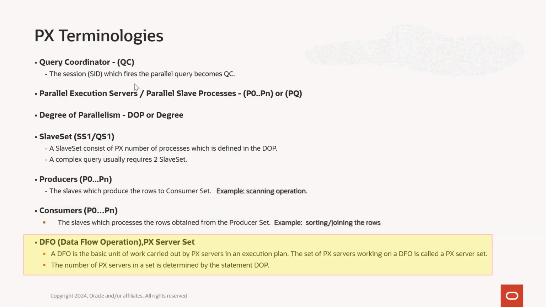DFO, data flow operation, or PX server set. A DFO is a basic unit of work carried out by the PX servers in an execution plan. The set of PX servers working on a DFO is called a PX server set. The number of PX servers in a set is determined by the statement DOP. This we are going to see in upcoming slides, how it will be arrived at.